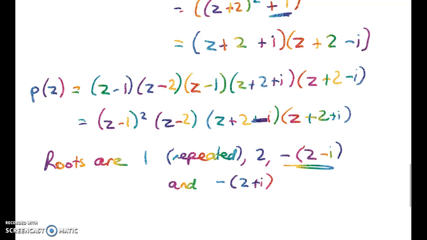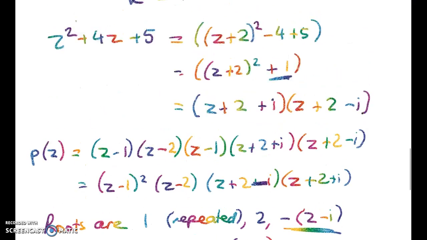Now we don't want to leave them like that. So 1, 2, negative 2 plus i, negative 2 minus i. So there you go. So that's one approach for factoring quite a high order polynomial. You just start with the factor theorem and move through.